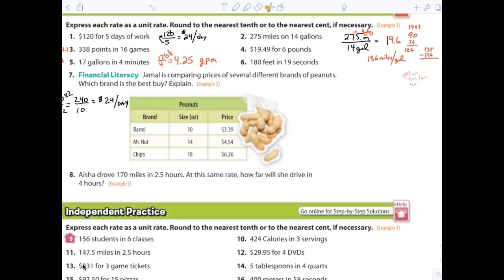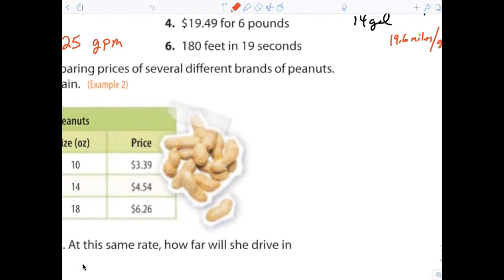Yep, so for number 6, I'm doing 180 feet in 19 seconds. So everybody agree that it would have been really nice if it was 190. Then it would just be 10. So is it more than 10 or less than 10? Less than 10. So we should probably try what number? 9, right? That's all right, 9. Does everybody agree?